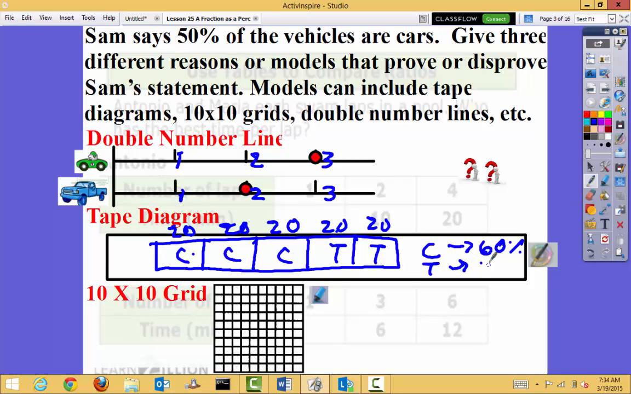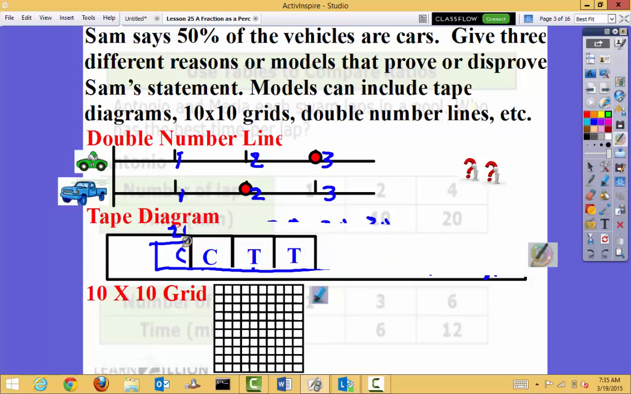So right there, I can easily see that they're not going to be the same. I have a 60% and a 40%.